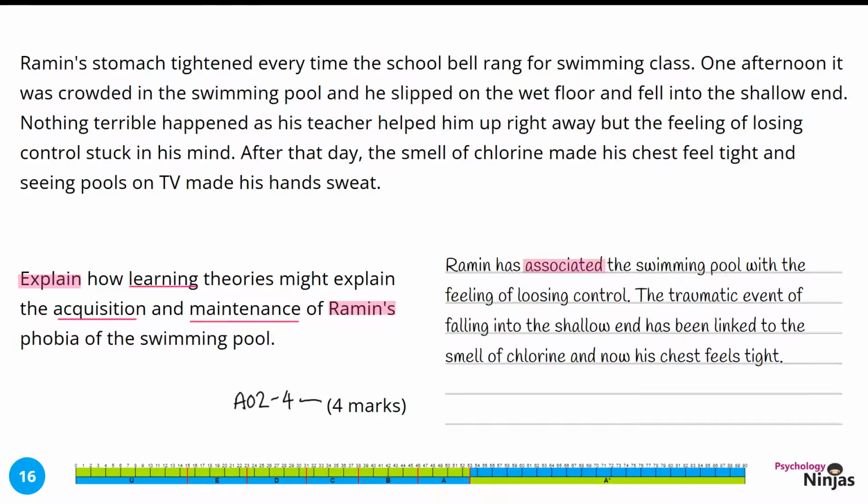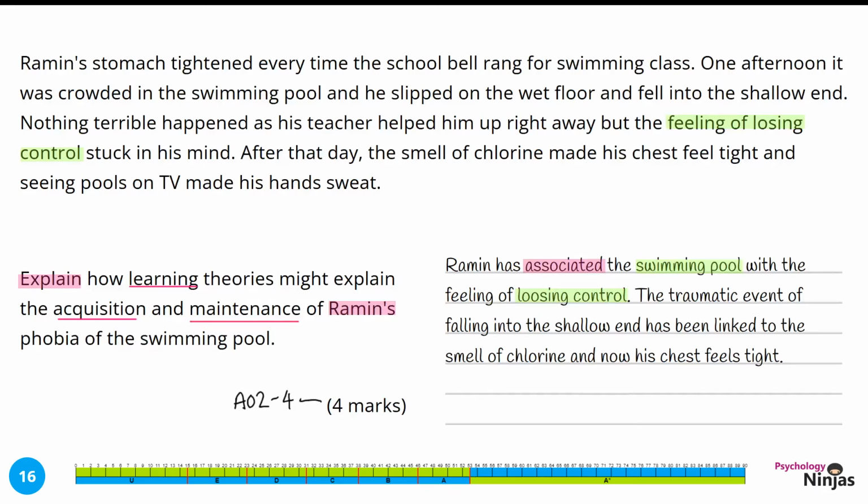However, because this is an application question, we need this in context. So where we've associated the swimming pool with losing control, this is where we get our mark. We're going to highlight or tick this off in the stem in order to ensure that we use different parts of the stem for the 4 different marks available.